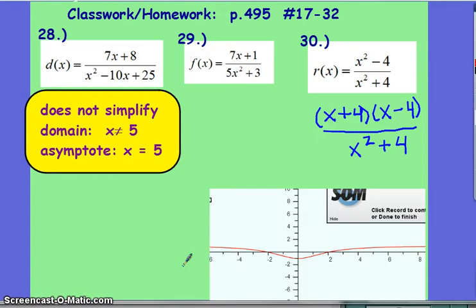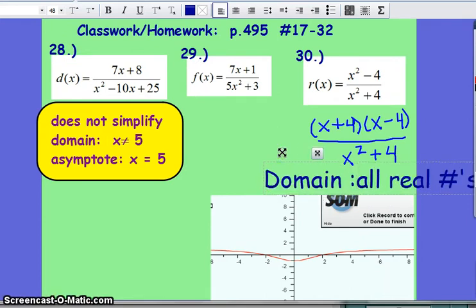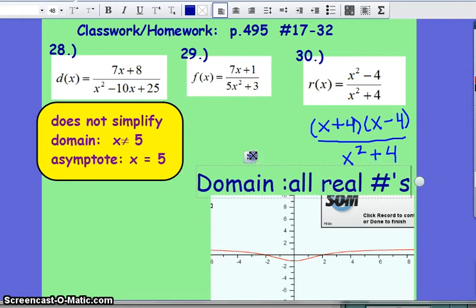Okay, before we move on, let's briefly revisit number 30. It's not factorable in the bottom, so though I can factor the numerator, there is no common factors that can cancel out. So for this one, the domain is all real numbers, and there are no holes and no asymptotes. And this is validated by looking at the graph of it in the region below.